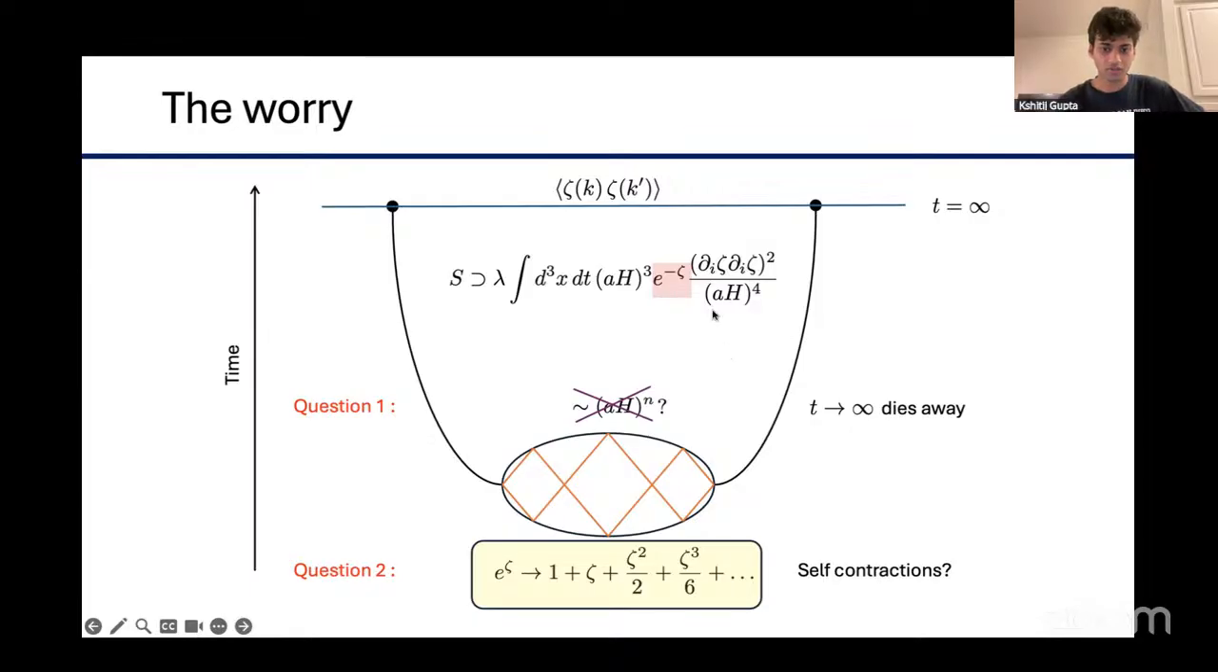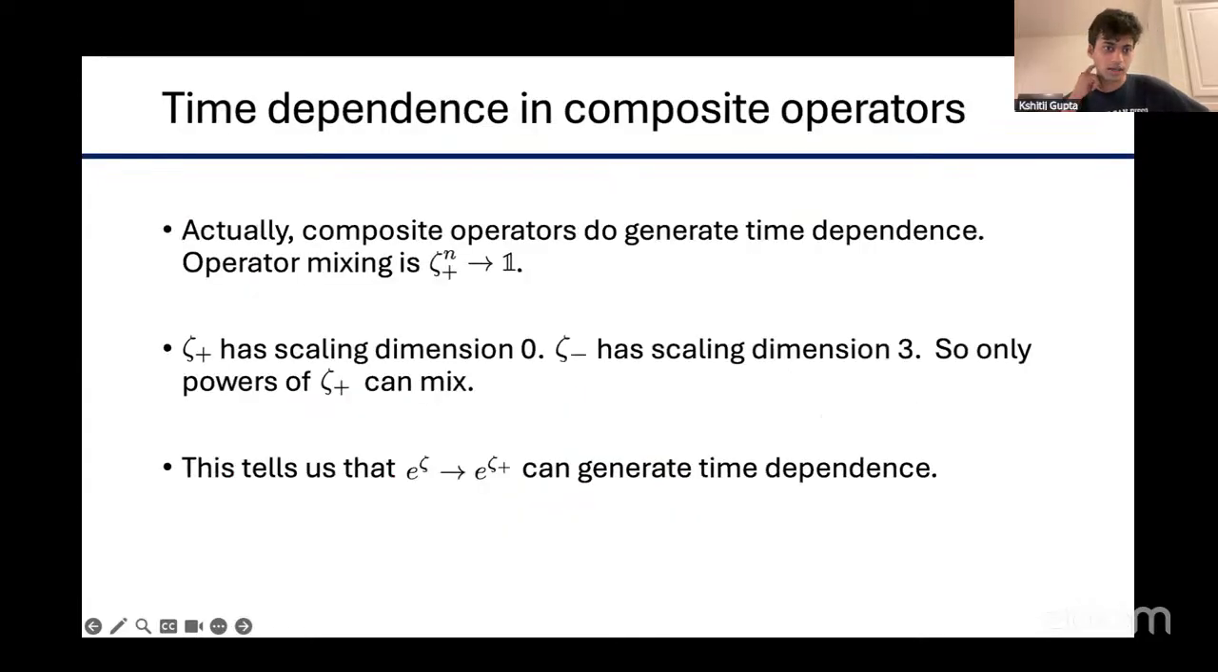So we've already shown that there can't be any time dependence, which is from the EFT. But now we want to understand these e to the zeta terms. So even though we said that zeta plus itself does not have any time dependence because there are no relevant terms, composite operators actually do generate time dependence.